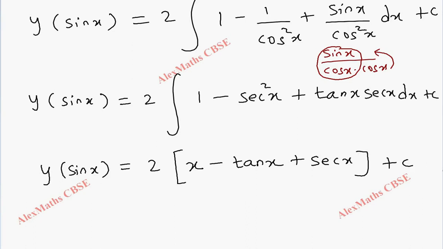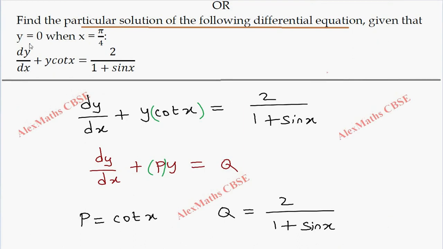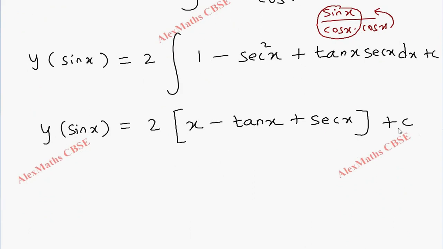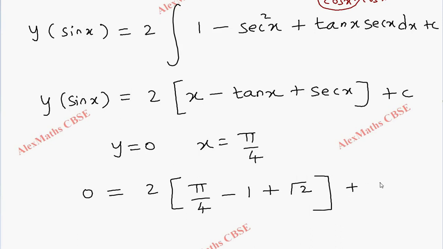To find the c, we have to use the condition given, which is when y is 0, x is pi by 4. Let's write it here. The condition is y equal to 0 and x is equal to pi by 4. When y is 0, the left hand side is fully 0. On the right hand side we have 2 into the value of x, which is pi by 4, minus tan pi by 4, which is 1, and secant pi by 4 is root 2, because cos pi by 4 is 1 by root 2 and secant is its reciprocal. Then plus c.